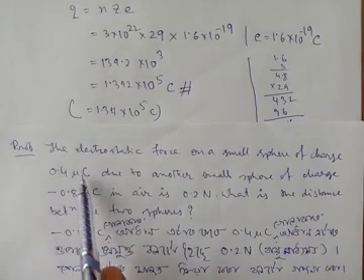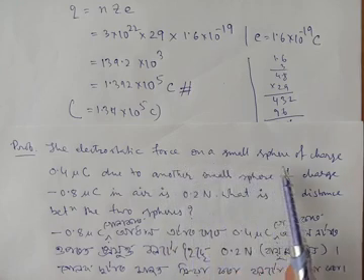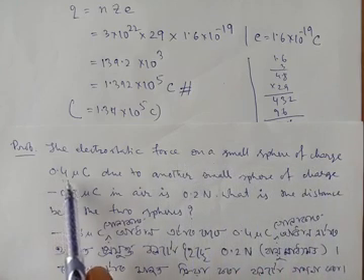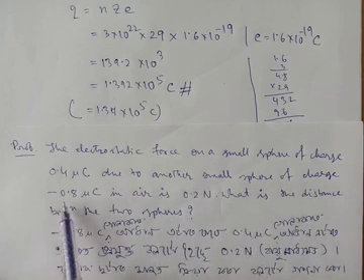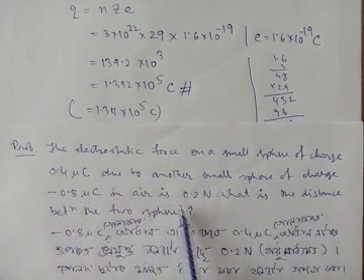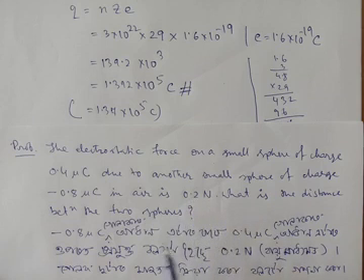Next problem: the electrostatic force on a small sphere of charge 0.4 microcoulomb due to another small sphere of charge minus 0.8 microcoulomb in air is 0.2 Newton. What is the distance between the two spheres?